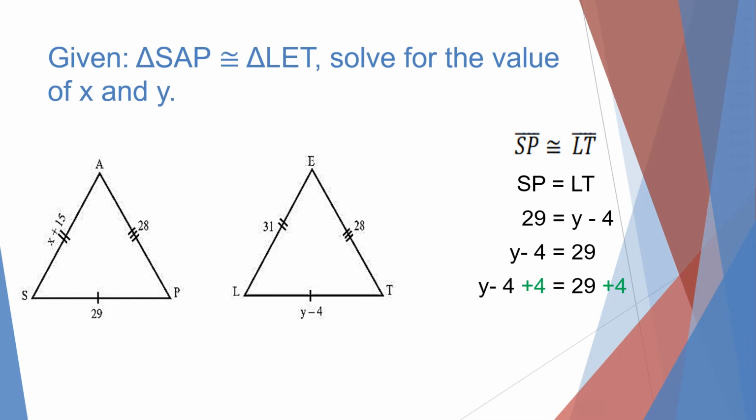Okay, and then we proceed now in simplifying the equation. So we have y minus 4 plus 4 is 0. And then 29 plus 4 is 33. So we arrive at the answer y equals 33. Okay? So dito naman, in solving y, we apply substitution property, symmetric property, and addition property of equality.